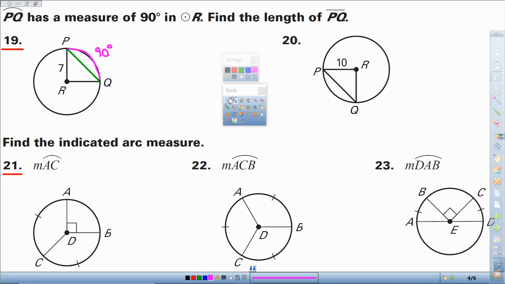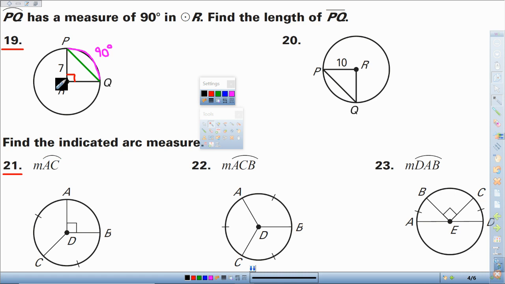And we haven't actually had any problems that had us find something like this. Okay, so let's just kind of walk our way and get as much information on this as we can, and then we'll see what we can do. Okay, so here's the first thing I notice. If this arc is 90 degrees, that means this central angle is also 90 degrees, or in other words, it's a right angle.